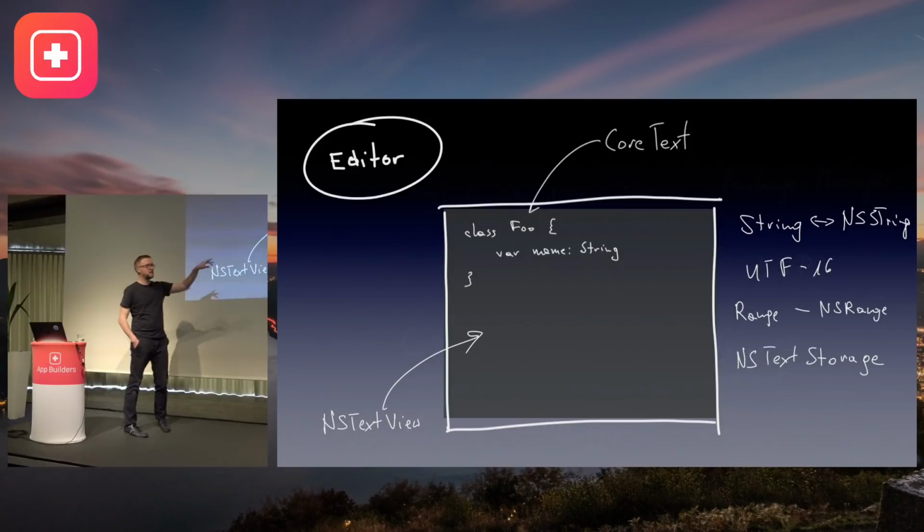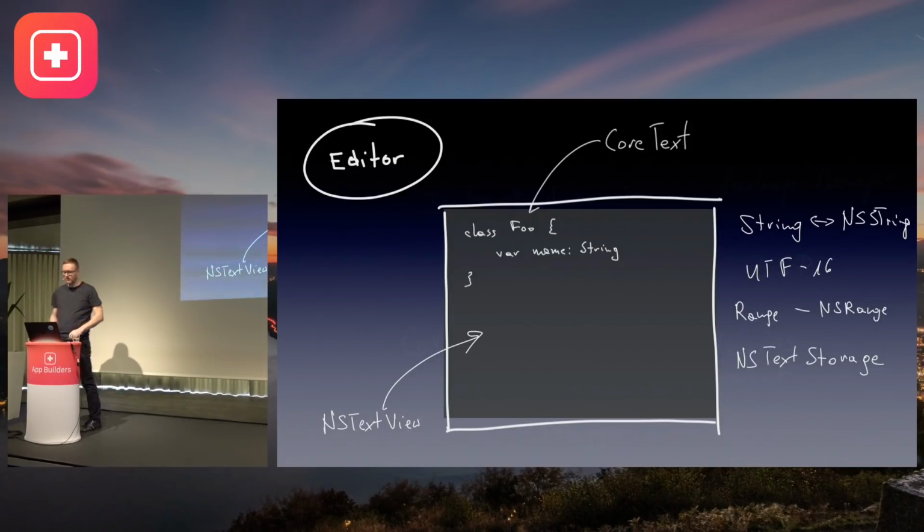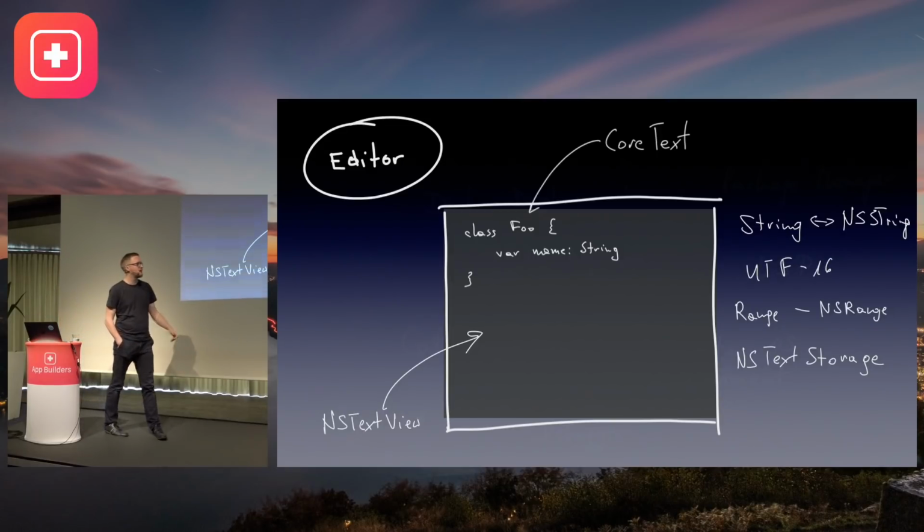Range and NSRange. This is the indexing of string. You have to be very careful about what value you get from AppKit, because in AppKit you get position 6. What does it mean for AppKit and what does it mean for String? You have to basically convert the index back and forth. It's very, very easy to make a mistake.